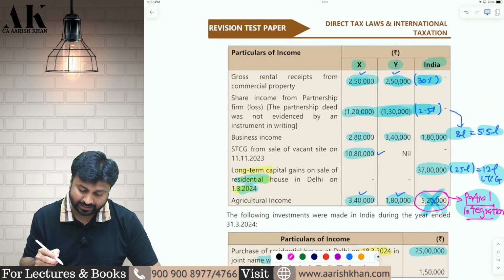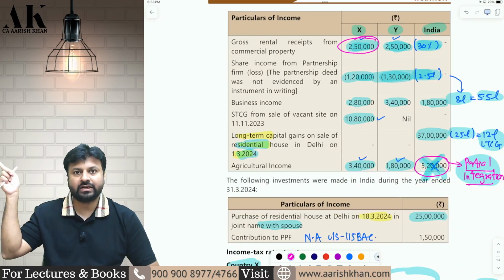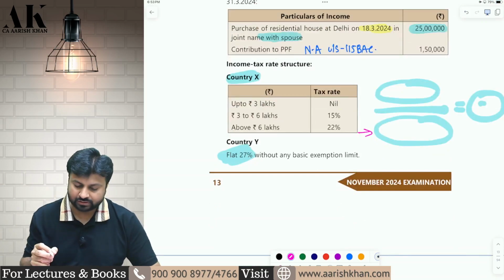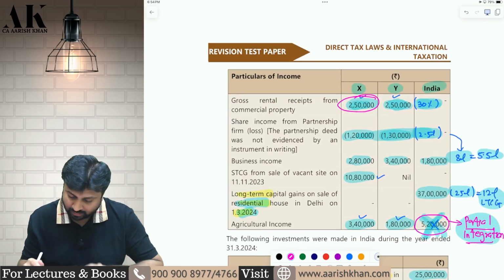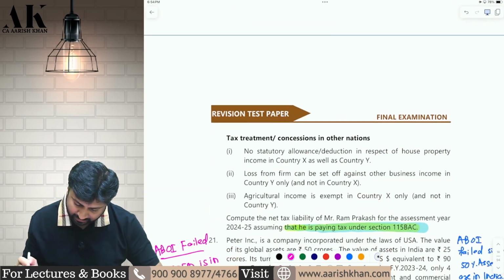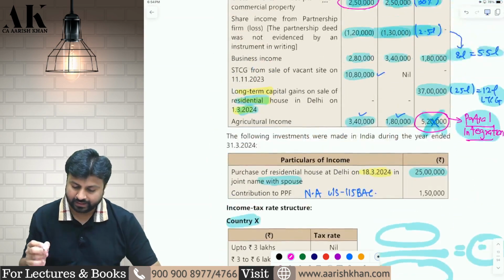So let us see country X now. What all incomes are there in country X? 2,50,000. We are now computing the country X total income. Country X total income will include this 2,50,000. Then this loss, is this loss allowed in country X? Loss from the firm can be set off against any other business, but not in country X. In country X, this loss is not allowed.